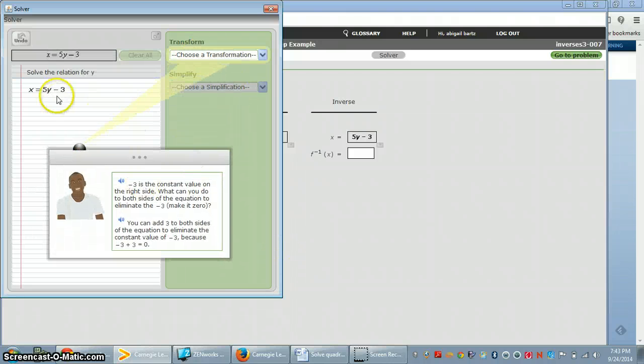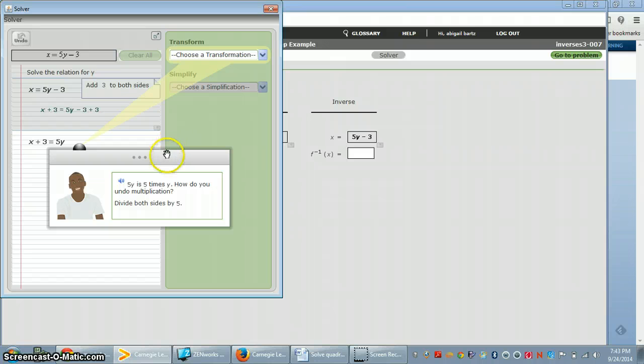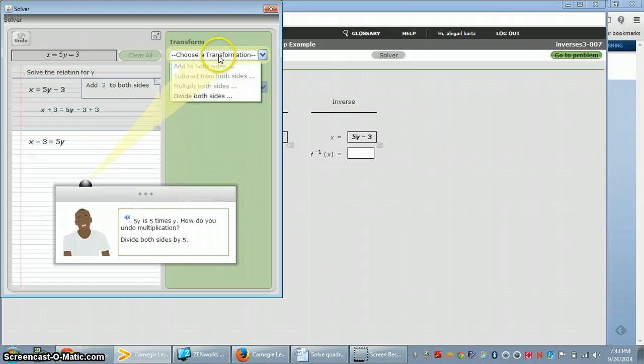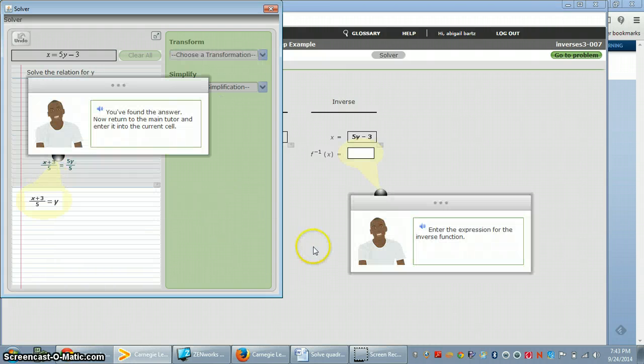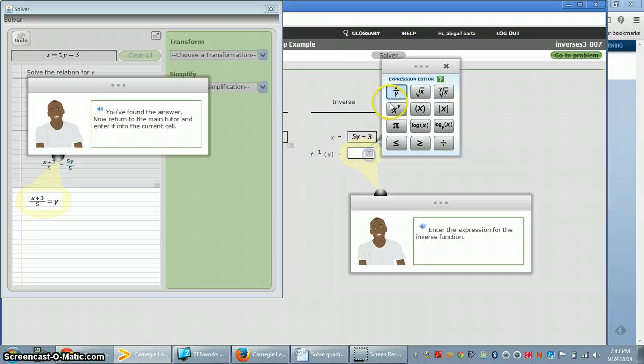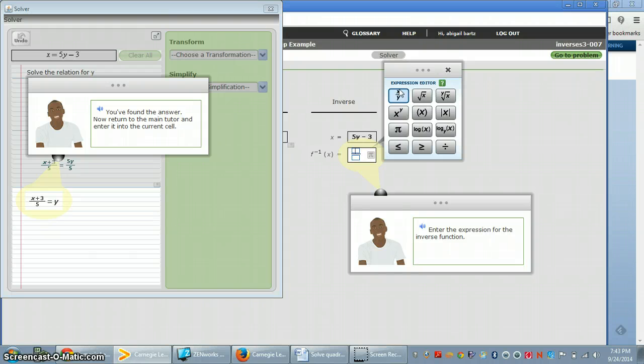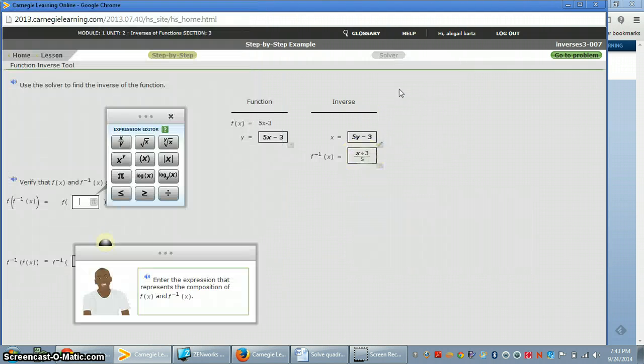And it'll say, okay, if we're going to solve for y, first I'm going to have to add 3 to both sides. Then I'm going to have to divide by 5. And again, you can do this on paper, or you can do it in the solver. But now you can see that to enter it right here, you have to use the fraction button, and you want x plus 3 divided by 5 as your inverse.